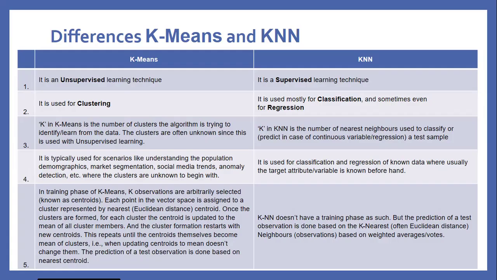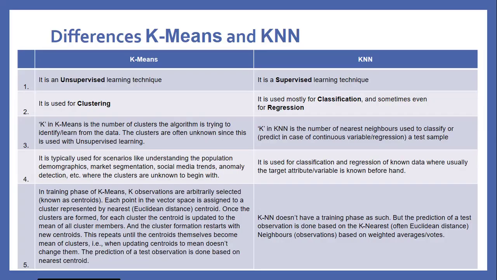K-means is typically used for scenarios like understanding the population, demography, market segmentation, social media trends, anomaly detection, etc., where the clusters are unknown to begin with. KNN is used for classification and regression of known data, where usually the target attribute variable is known beforehand.